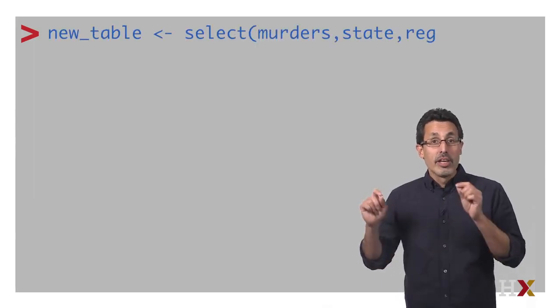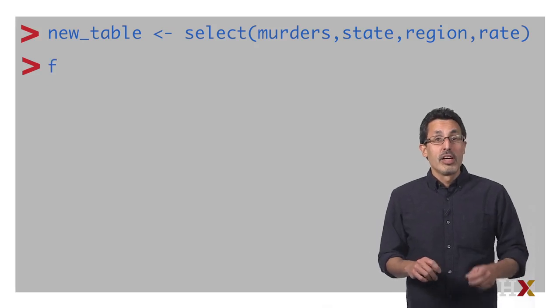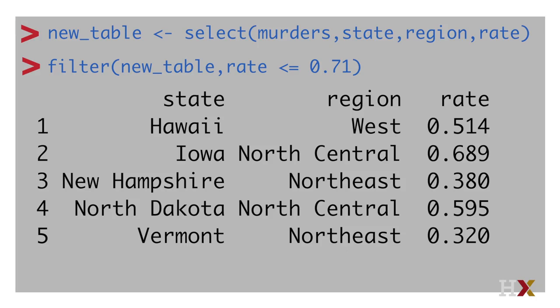Now let's learn about the select function. Although our data table only has six columns, some data tables include hundreds. So it's often useful to select just the columns that you want to work with. Here we define a new object, new table, and it's the murders data table, but only three columns of it: state, region, and rate. Once we define this new object, then we filter it for the states that have a rate of less than 0.71. And you can see the result. It's a smaller table now with just three columns, and it's only the five states with murder rates smaller than 0.71. Note that in the call to select, the first argument, murders, is an object. It's the data table. But state, region, and rate are variable names from that table.